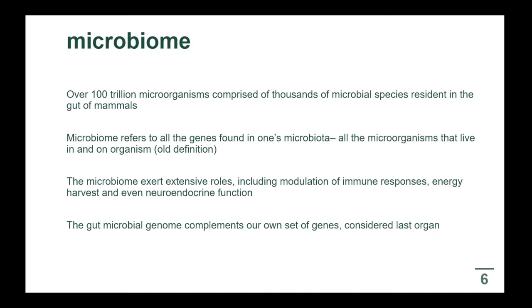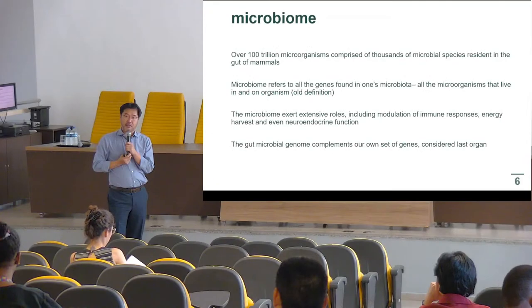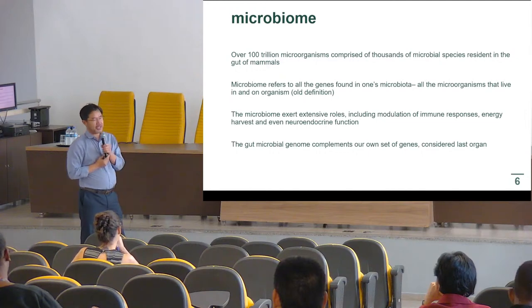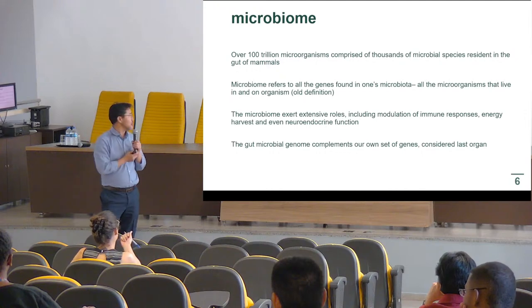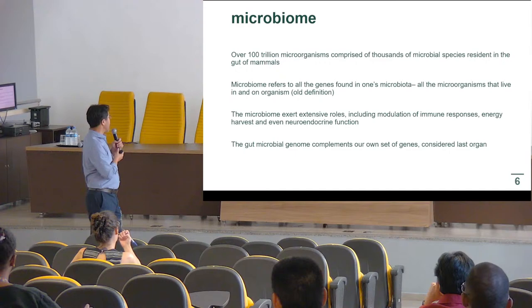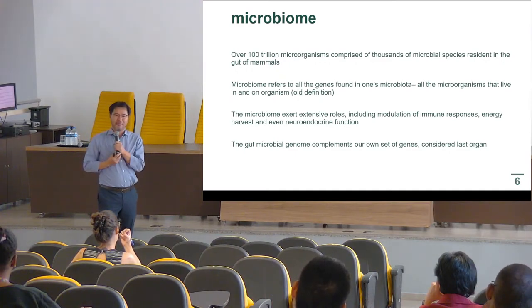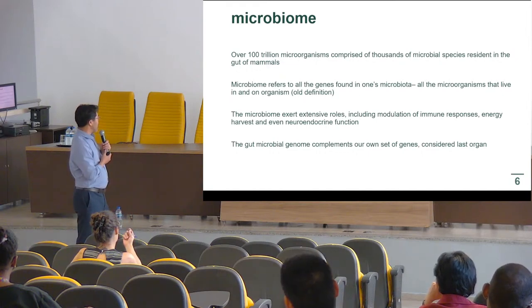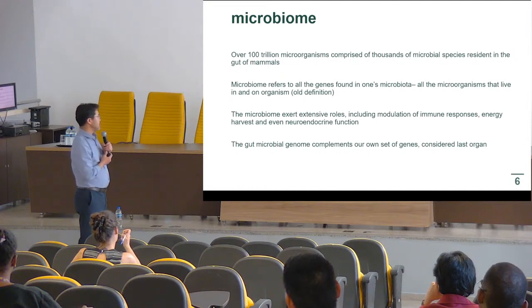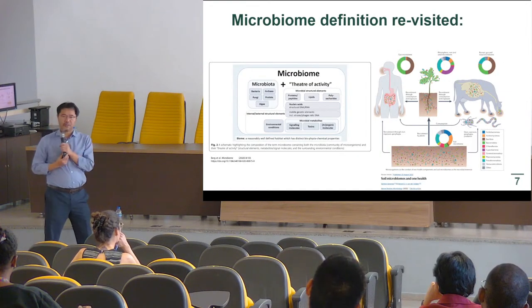Then a lot of scientists jumped into this microbiome area. Now we know a lot about the 100 trillion microorganisms living in our body, about 10 times more than our own cells. In many textbooks, microbiome is defined as the genes of microorganisms living in my body. Now we know it has a lot of functions, controlling immunity, animal performance, energy harvest, and even neuroendocrine functions. At the time, everybody was laughing again: how can microorganisms control my behavior? Now we know that our microbiome genome complements our own set of genes, and some people consider it the last organ.